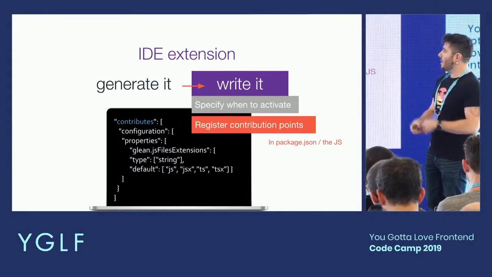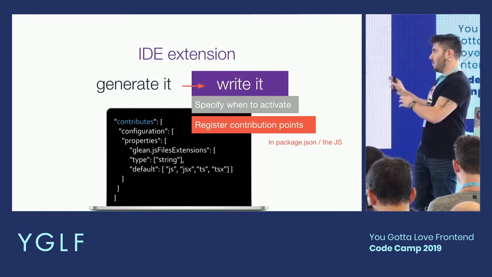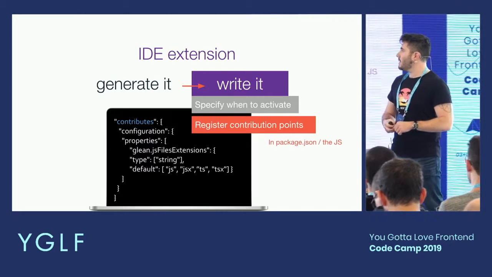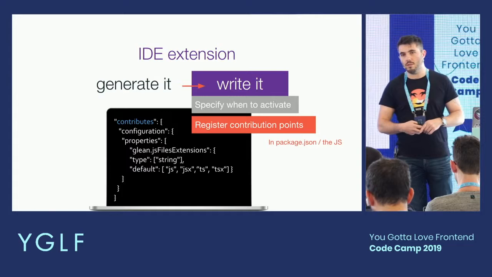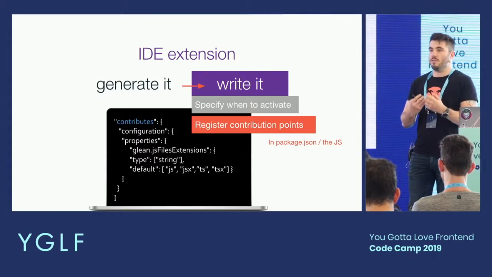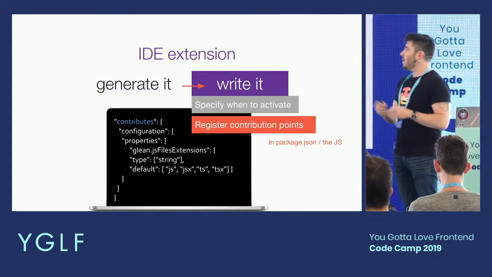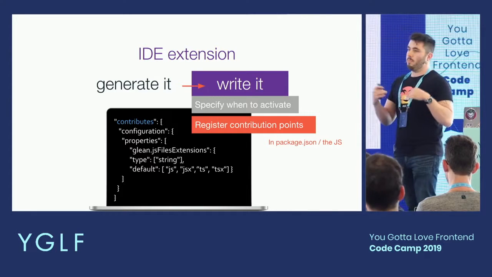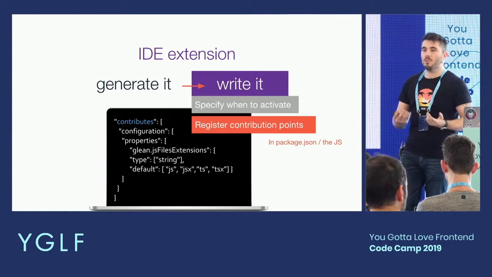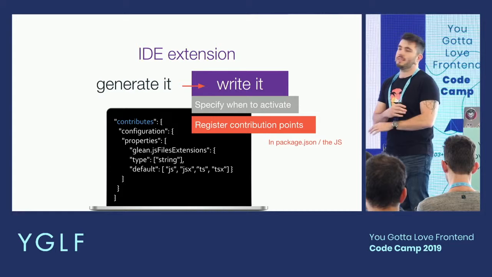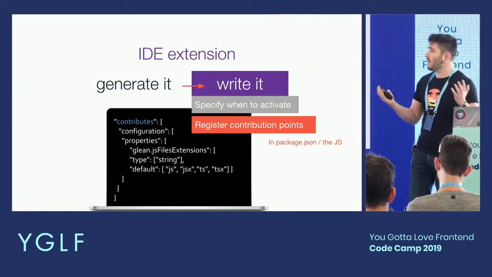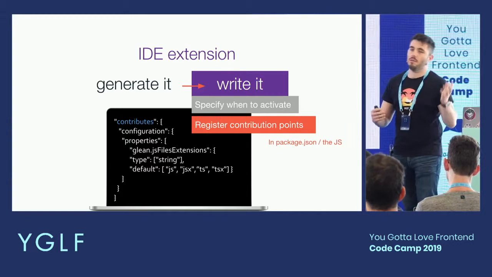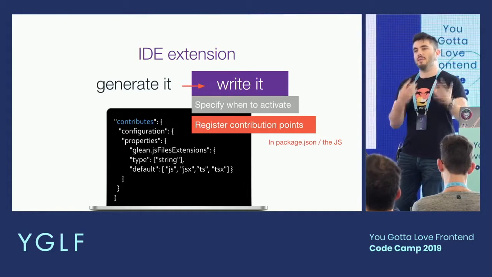Next, again in the package.json, I can define something called a contribution point. A contribution point basically states to the IDE environment which parts of the IDE my extension will be extending, right? And this can be anything. In that regard, the capabilities are endless. I can add a new panel. I can modify an existing panel.